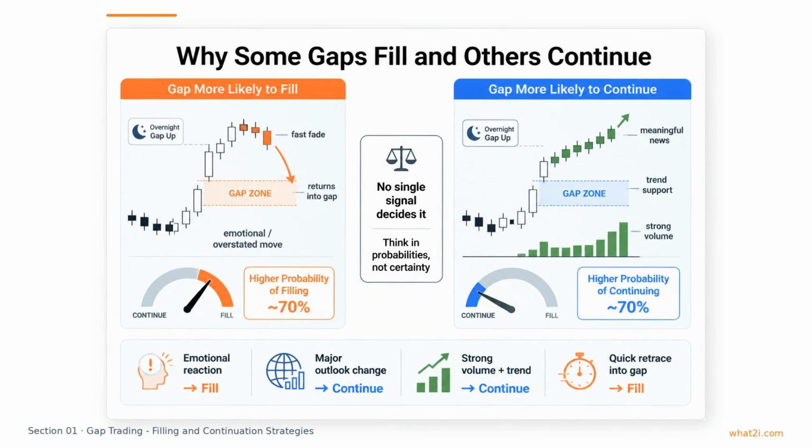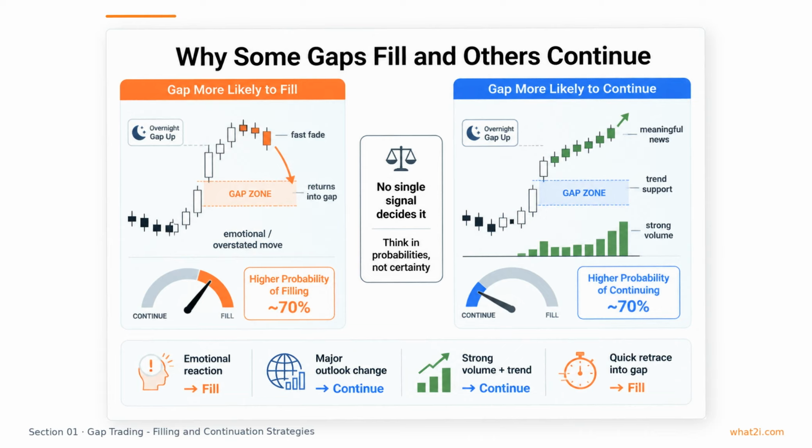Some gaps fill because the opening reaction was more emotional than fundamental. That often happens when traders chase headlines only to discover that the move was overstated once regular trading begins. Other gaps continue because the news genuinely changes how the company should be valued and institutions keep buying or selling after the open. Strong volume, alignment with the prior trend, and steady price action above or below the gap area all support continuation. On the other hand, if price quickly starts retracing into the gap, that is an early clue that the opening move may not hold. None of these signs are perfect on their own. Gap trading works best when you think in probabilities and weigh several pieces of evidence together.